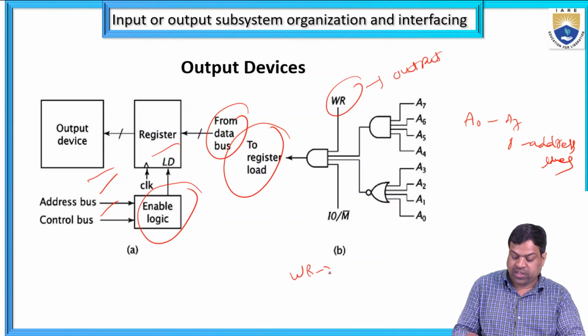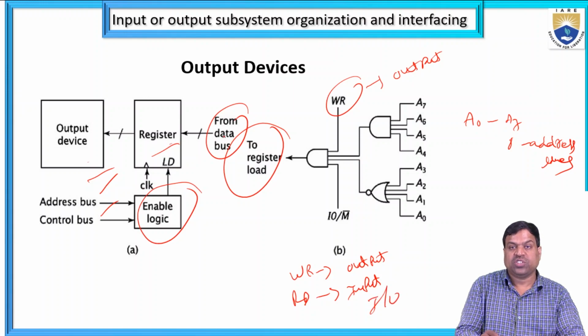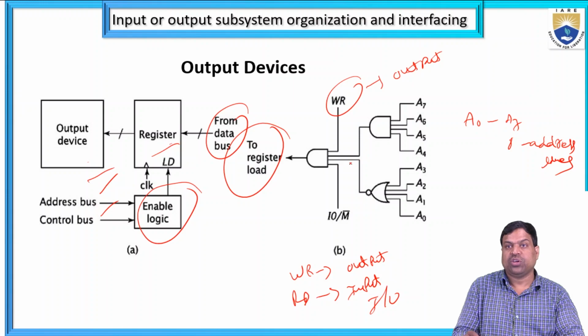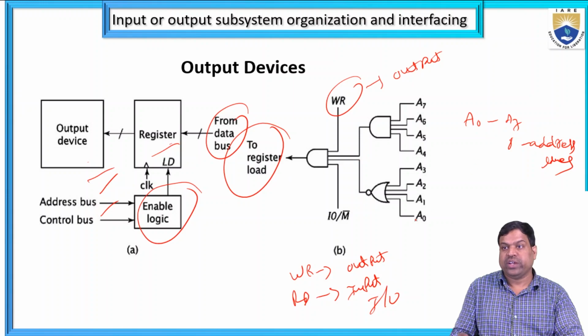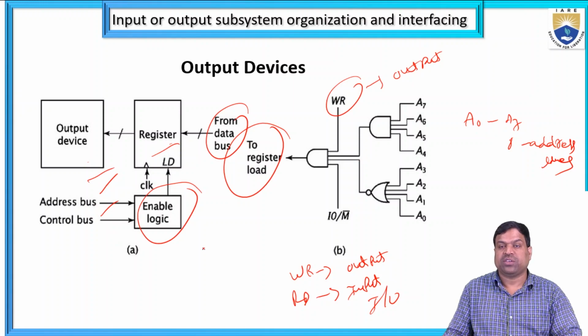So write, I am taking, it is about the input output. Output device: from the data bus to the register, load, write operation, A0 to A7, the address bus and data lines are there. There will be an enable logic.